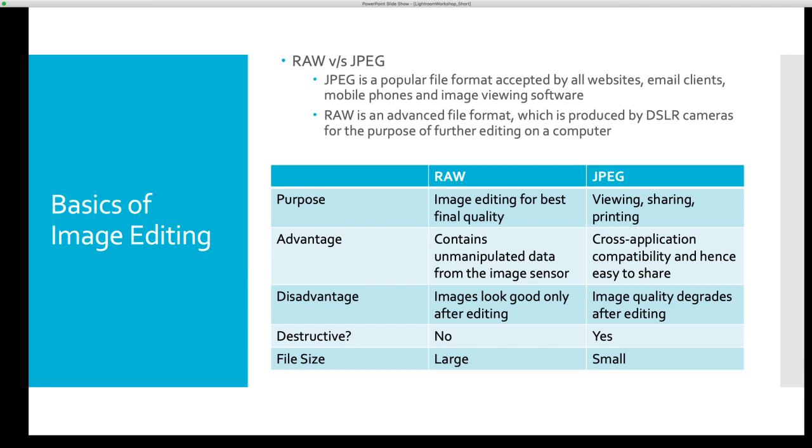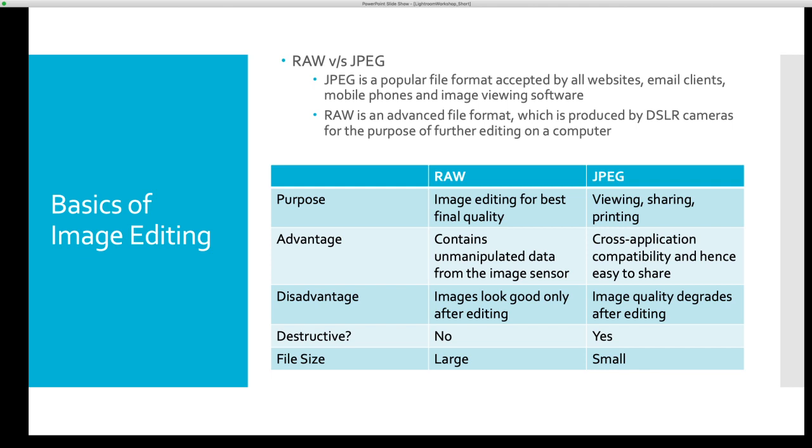Whereas when it comes to JPEG, like I said, every time you edit a JPEG file or every time you save it, there is some amount of information which is lost. In a sense, you are destroying the integrity of the JPEG file. So this concept might be a little difficult to understand right now, but when we get on to the Lightroom demo, this will be clear.